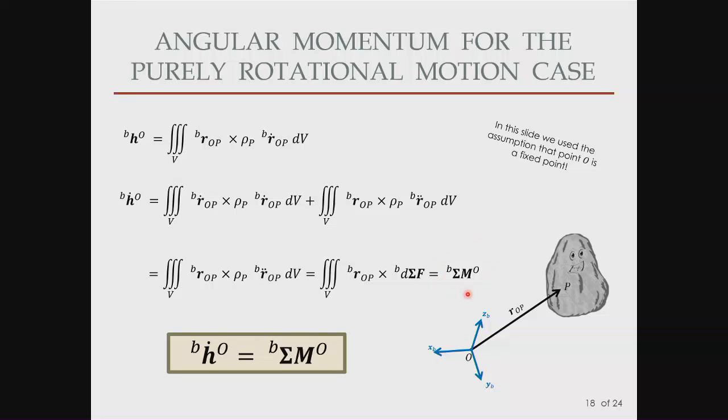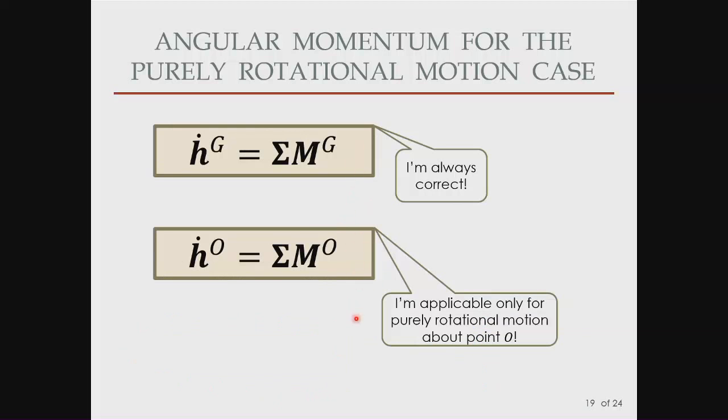Now this gives you a very similar result to what we had about G. Comparing the two lectures, it looks pretty much the same. This is applicable always. If you are working about the center of mass, you can always work like that. And this one is applicable only in the special case of your rigid body performing purely rotational motion, strictly according to my definition of purely rotational motion.